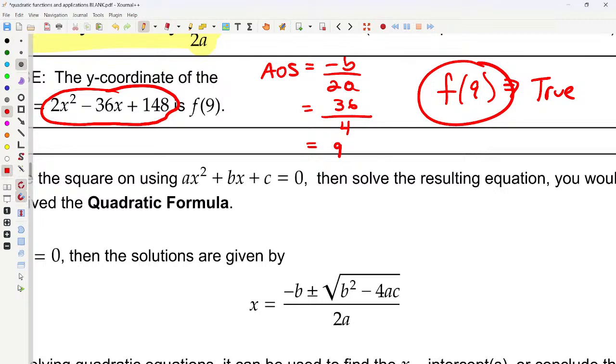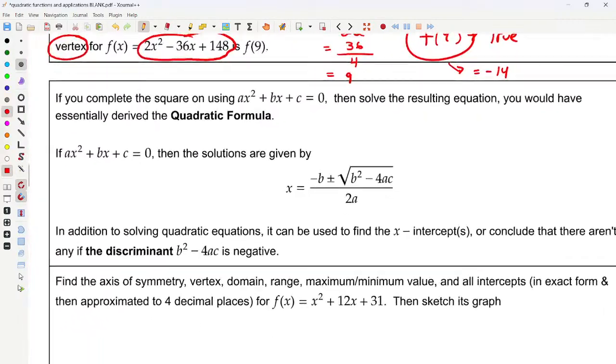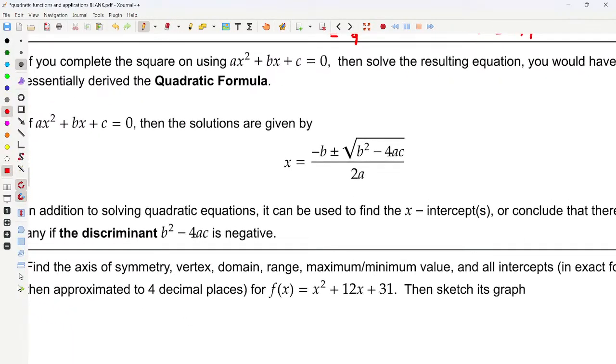So the y coordinate would be negative 14, but the question asks true or false. F of 9 is the y coordinate. The answer is true. Okay. Nice little shortcut there. All right. Next thing I mentioned, that was brief.